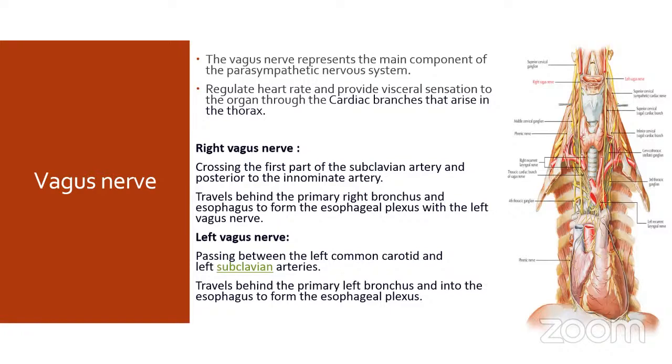So the right vagus enters the mediastinum by crossing the first part of the subclavian artery and posterior to the innominate artery. It then travels behind the primary right bronchus and esophagus to form the esophageal plexus with the left vagus nerve. The left vagus enters the thorax by passing between the left common carotid and the left subclavian arteries, then travels behind the primary left bronchus and into the esophagus to form the esophageal plexus. And then the vagus nerve exits the thorax along the esophageal hiatus.